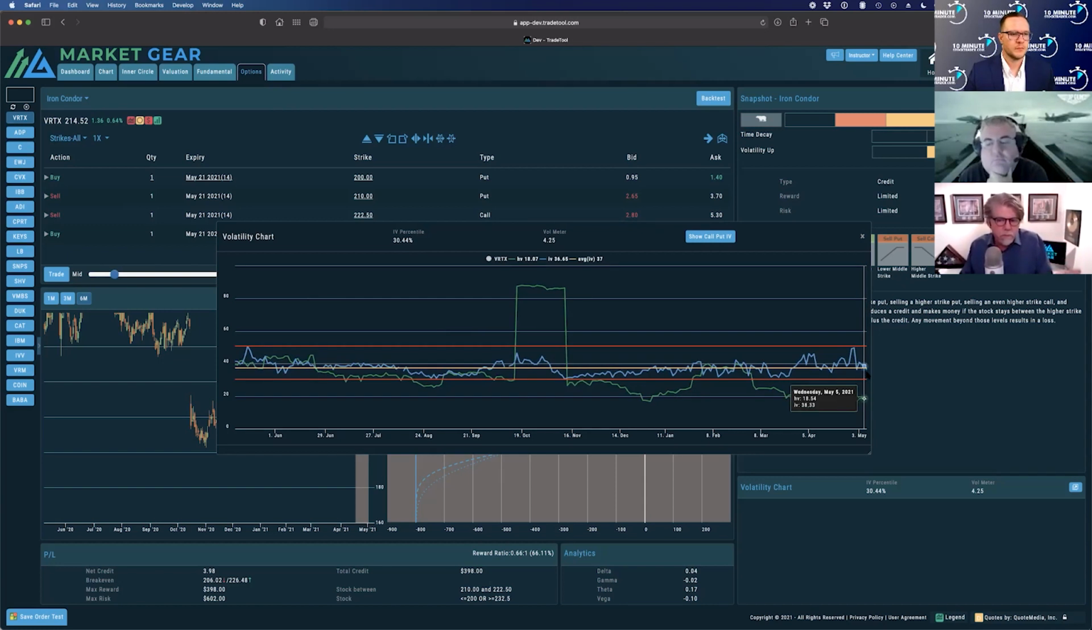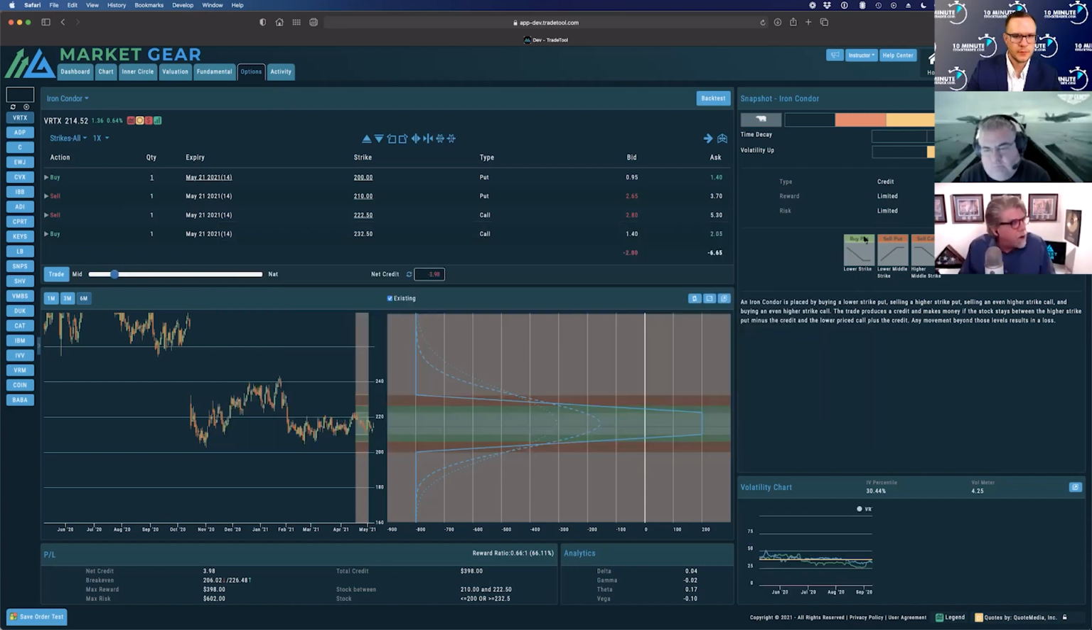So, the odds are this is probably going to move down closer to the HV, at least closer to that red line, which is the 1 year low of the implied volatility. And so, we've got a pretty good setup here. The other thing it looks at is what the option prices are, and does the math work to have a decent return.